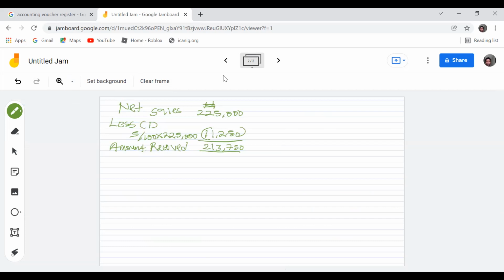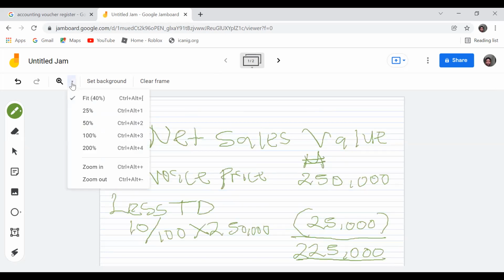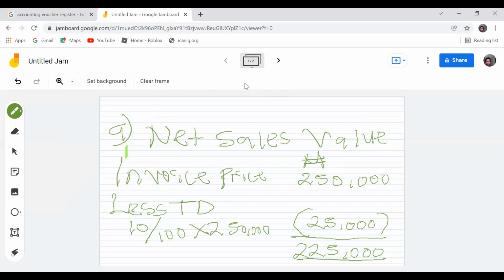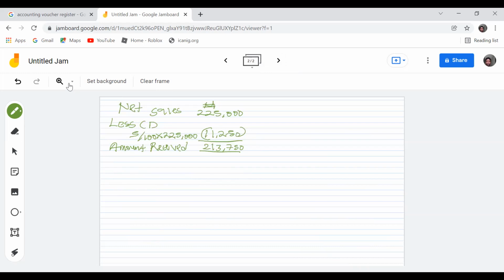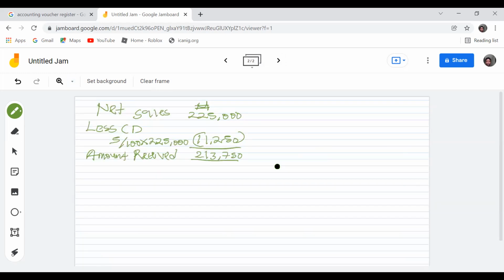So the first one is just the net sales. You are going to remove the trade discount. What is the invoice price? The invoice price is 250,000. What you are going to do now is to less the trade discount. All right, so let's continue. It's a very straightforward example.